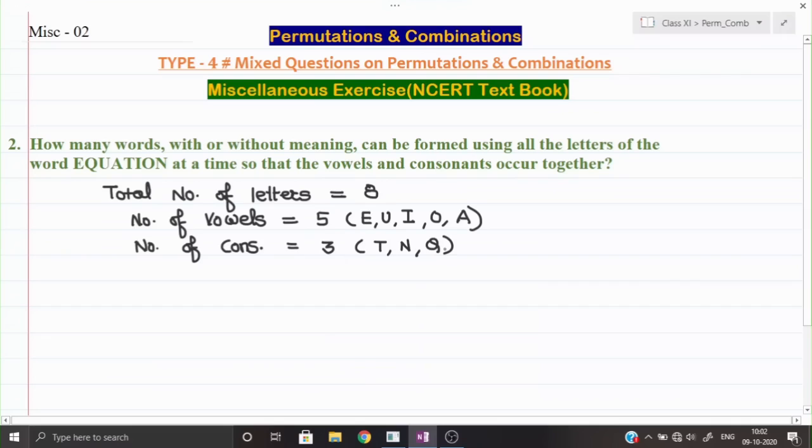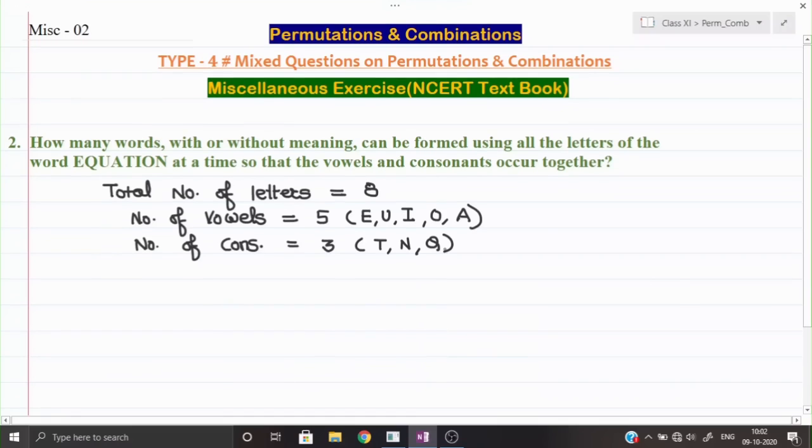Now what they are saying, we have to form the word by using all the letters. So basically if we are using all the letters of the given word, then 8P8 will be a simple permutation and the answer will come. But no, 8P8 cannot be the answer. This is a general permutation. They are saying so that the vowels and consonants occur together.